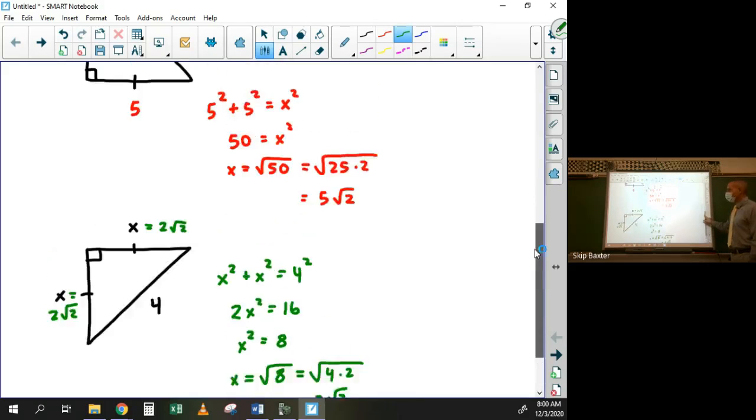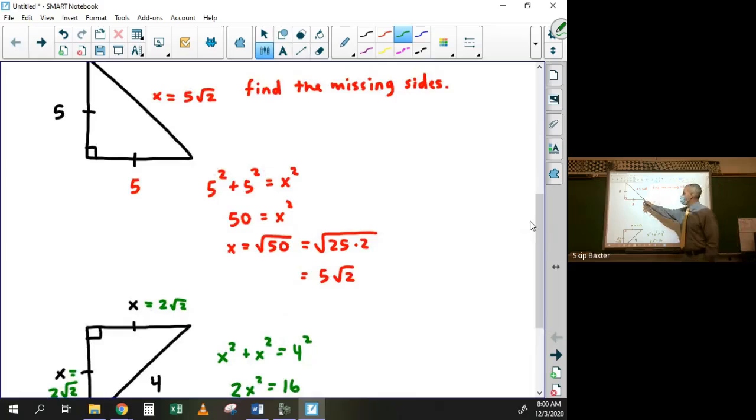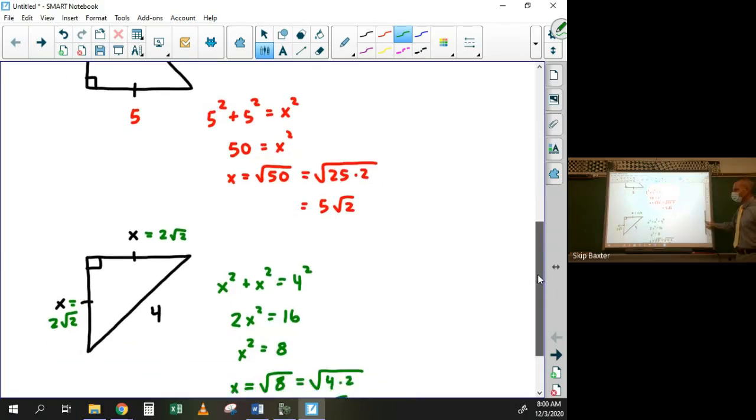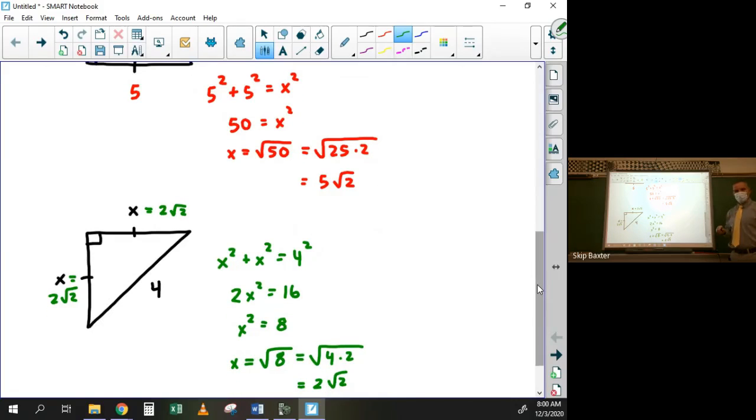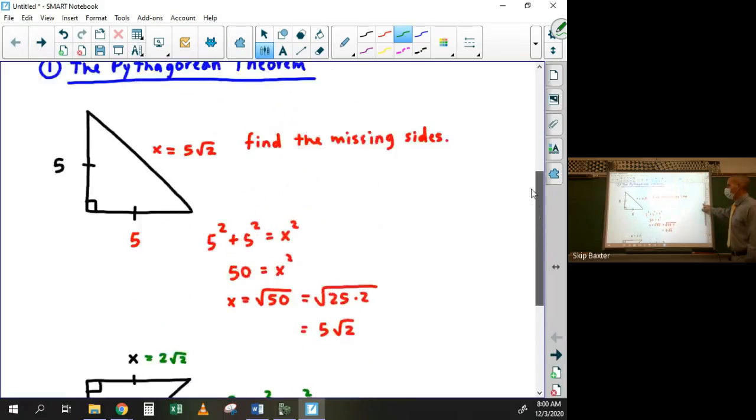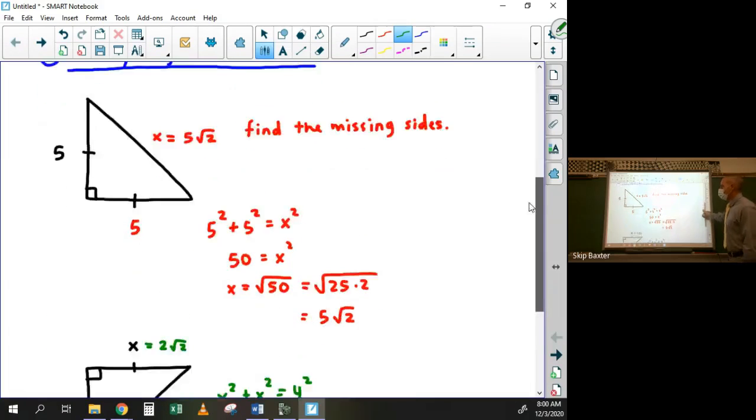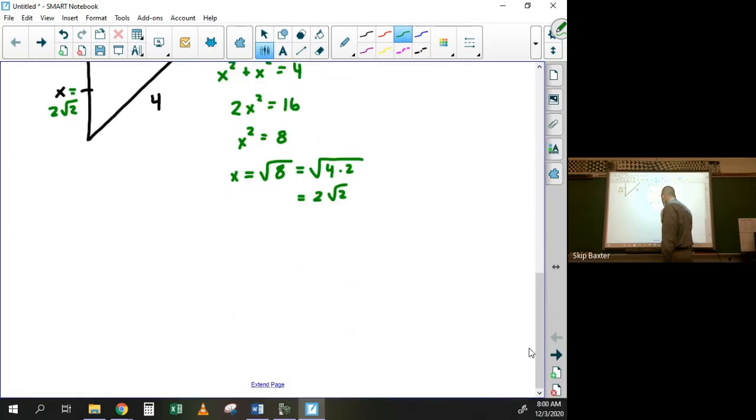So do you agree it doesn't matter what these numbers were to begin with that I was given? I could always just find the missing pieces using the Pythagorean theorem, no problem. Does everyone agree? Okay. So that's the first way to do it. The second way to do it.